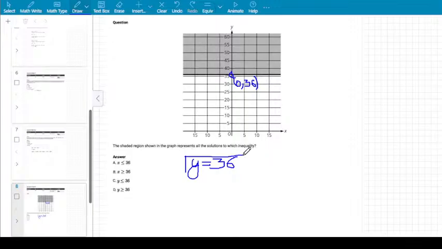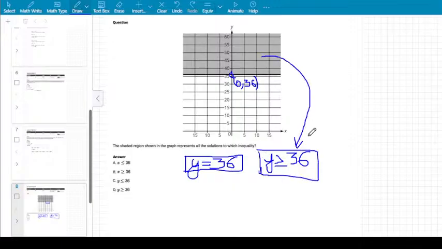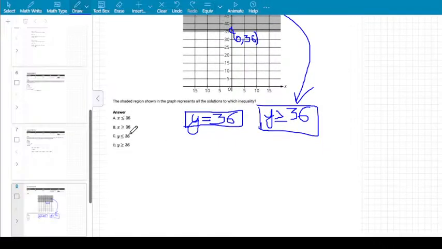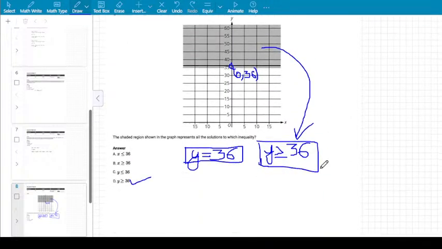Whenever we have the equation of the line, then we'll find the shaded region either by applying greater than equal to or less than equal to, depending on the side of the region. Here the shaded region contains all the y coordinates which are greater than equal to 36. So the equation for this shaded region will be y greater than equal to 36. So this shaded region will be represented by this inequality. So our correct answer will be this option D. I hope that is clear.